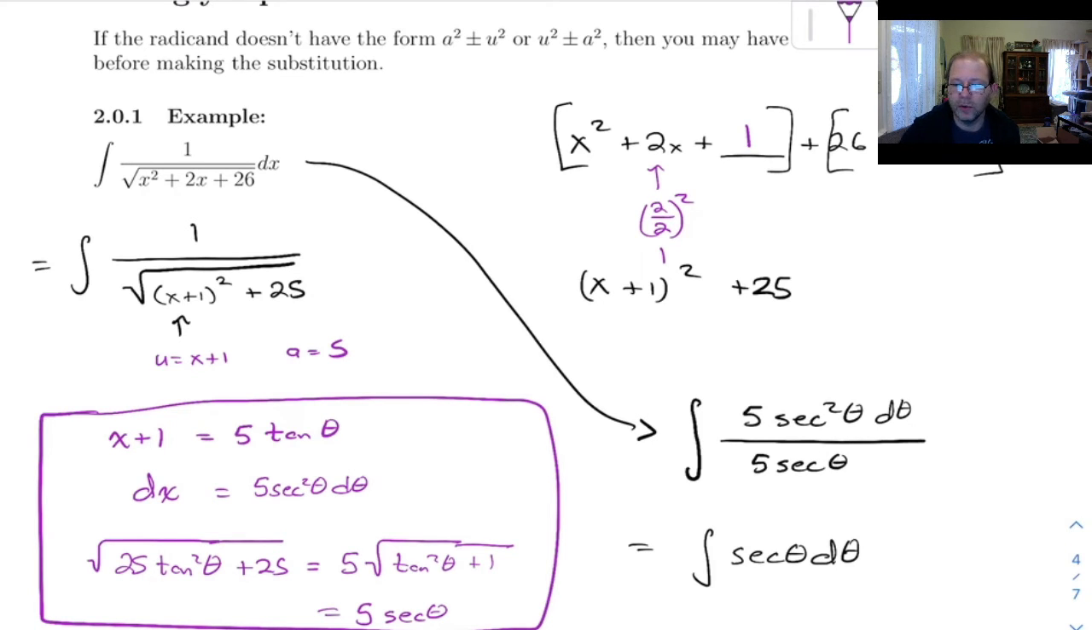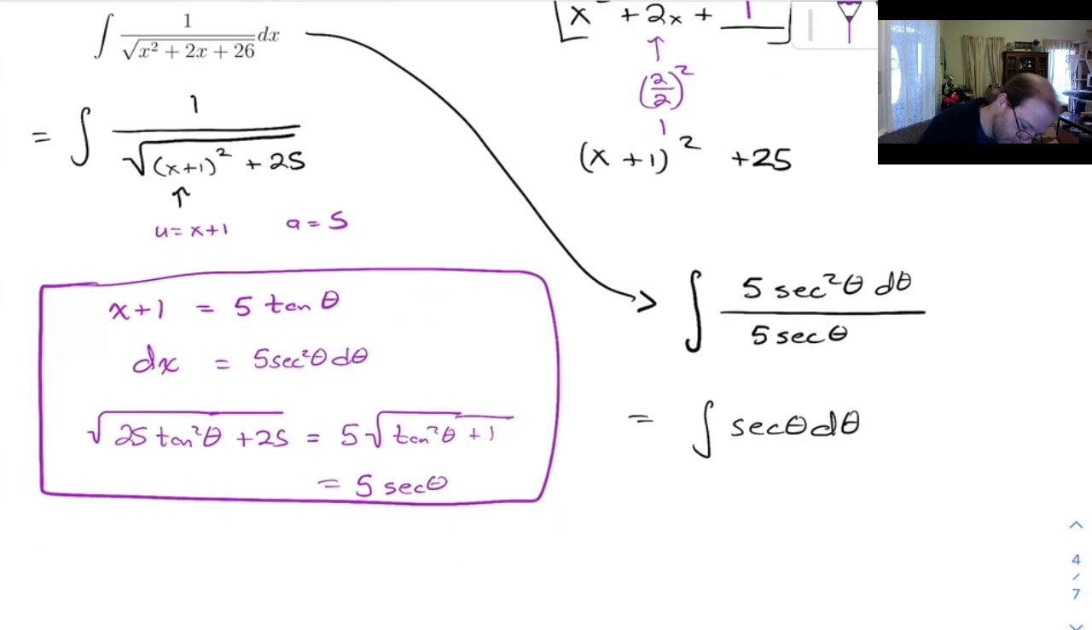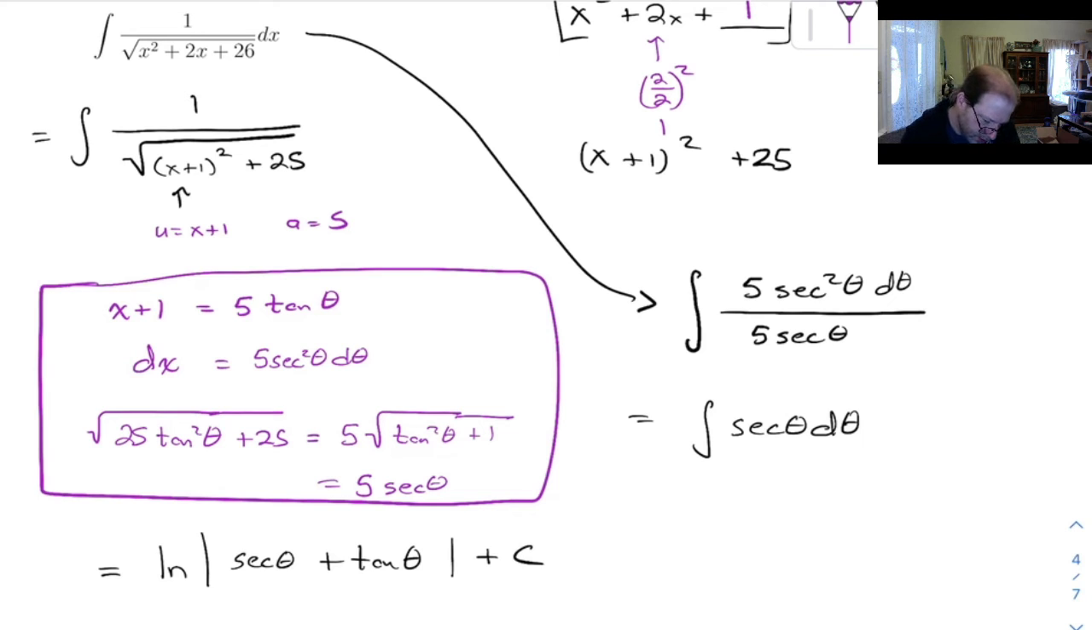All right, so what can we do with this? Well, we just need to use the formula for secant. The integral of secant is the natural log of secant theta plus tan theta. It's a lot like a previous example we did, except in this case, we've got the tan right off.